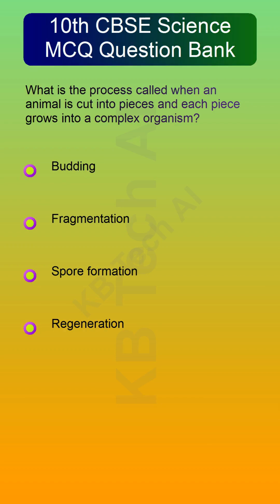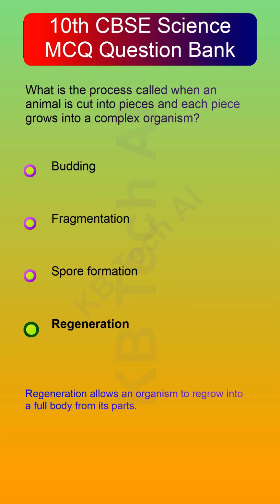What is the process called when an animal is cut into pieces and each piece grows into a complex organism? Option 1, budding. Option 2, fragmentation. Option 3, spore formation. Option 4, regeneration. The answer is Option 4, regeneration.